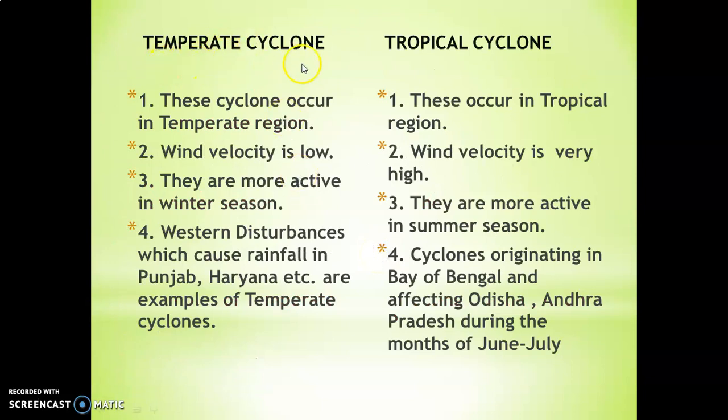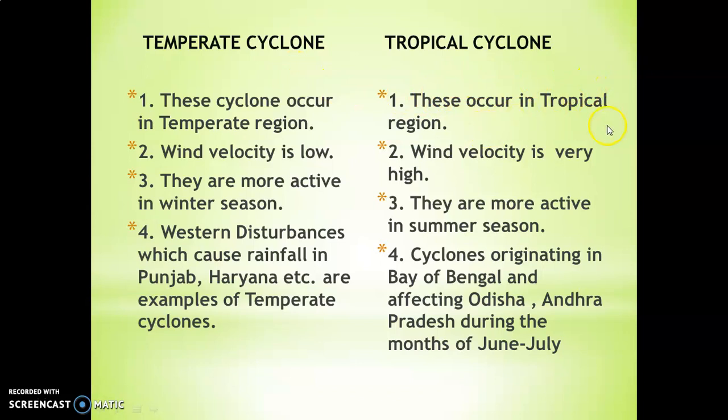Next is temperate cyclone and tropical cyclone. Now, what are the differences between temperate and tropical cyclone? Temperate cyclones occur in the temperate region. Which one is the temperate region? That is 23.5 degree to 66.5 degree north and south. If the cyclone occurs in this region, that is called temperate cyclone.